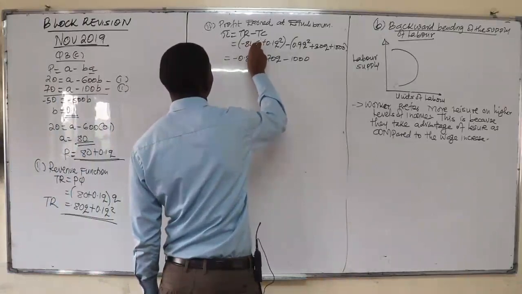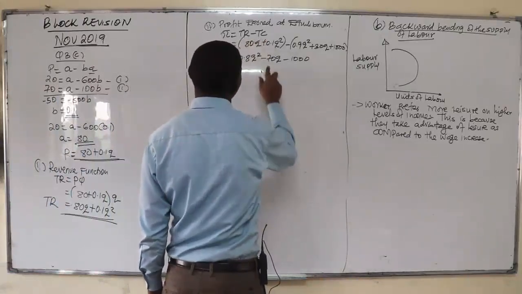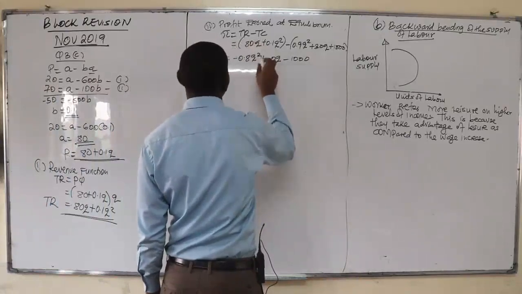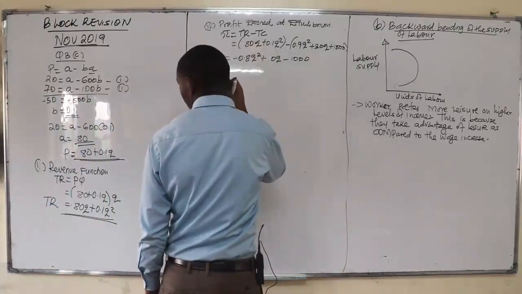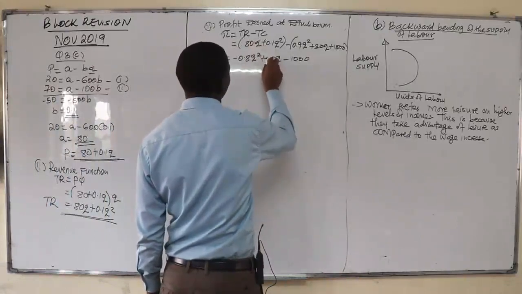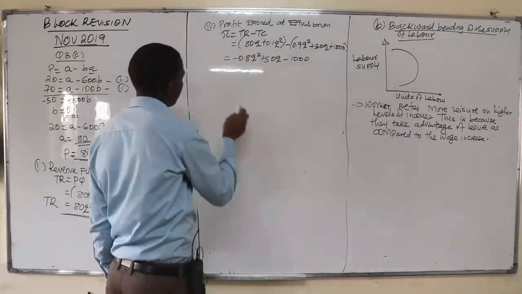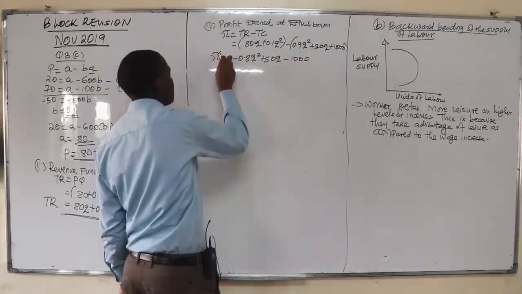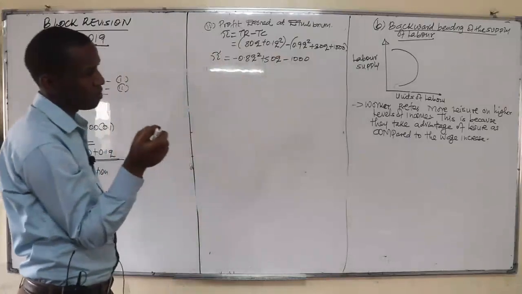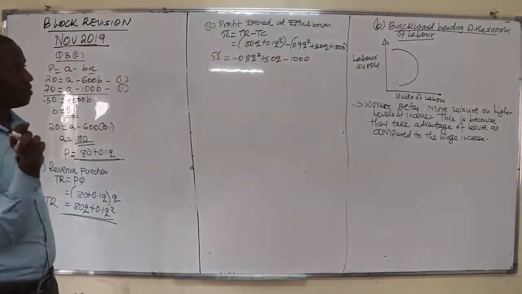This is 8, so it is positive. 8Q minus that. This will be positive 40, so 50Q minus 1000. That is now the profit function.